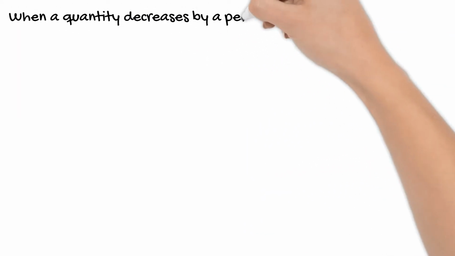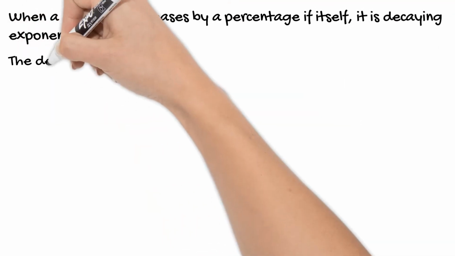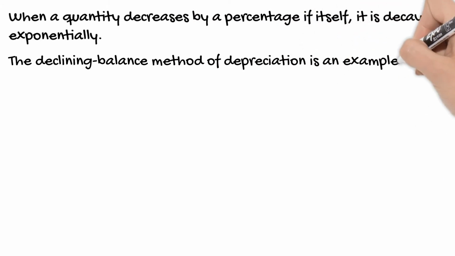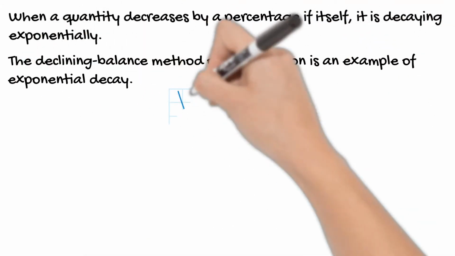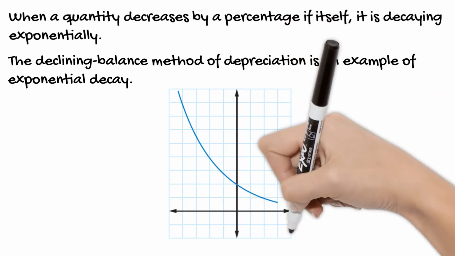Going the other way, when a quantity is decreasing by a percentage of itself, it's decaying exponentially. So what's happening is it decreases very quickly at first because the percentage is of a larger amount, and then it slows down over time.